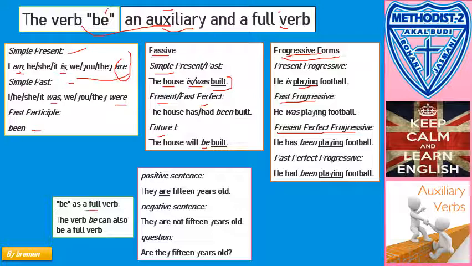Now be as the full verb. Be can also be a full verb. For the positive sentence: they are 15 years old. There is no other verb here, right? If you want to make it negative, just put not here: they are not 15 years old.